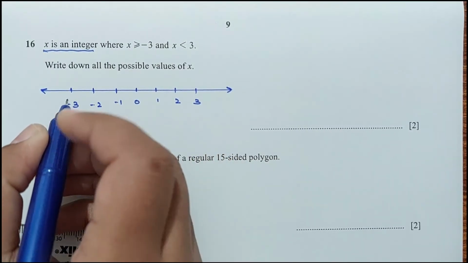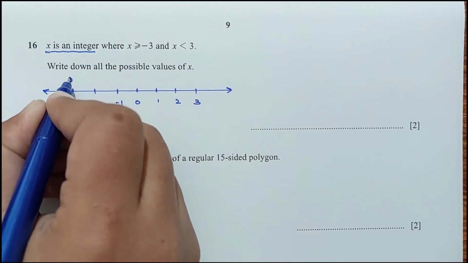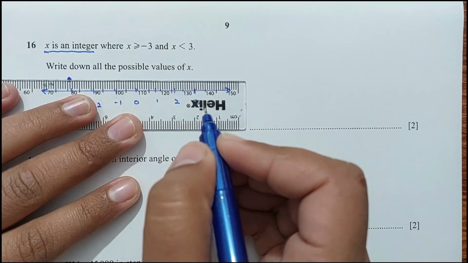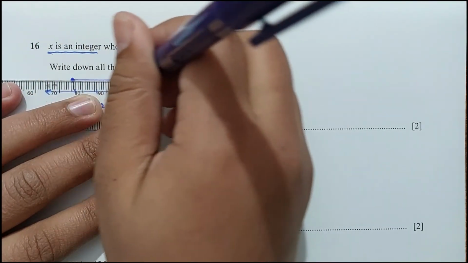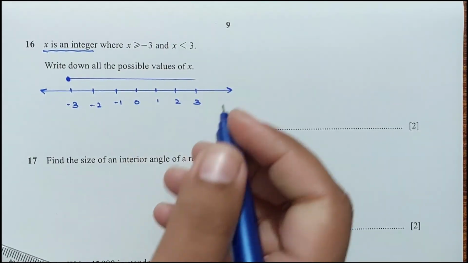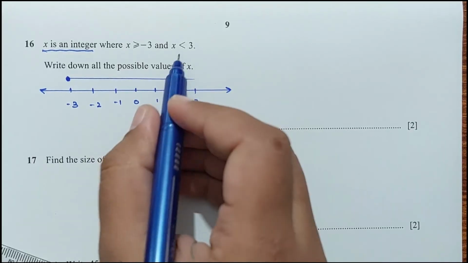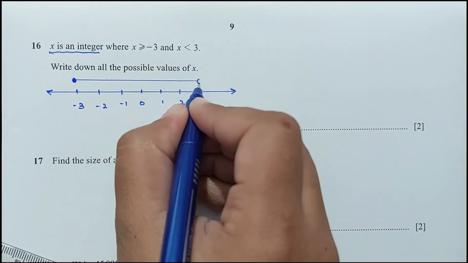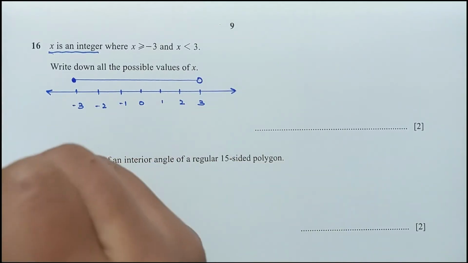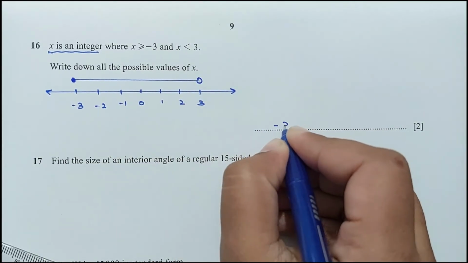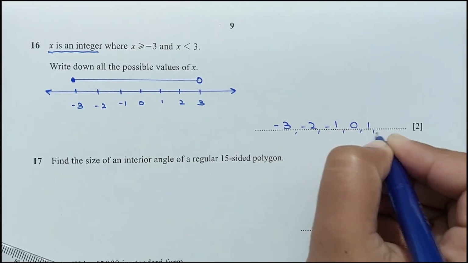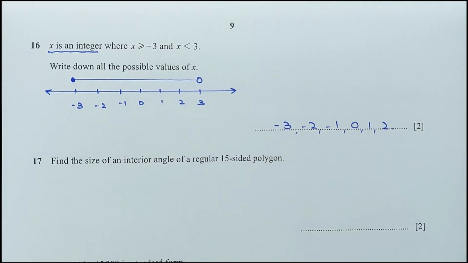x is greater than or equal to negative 3, so negative 3 and more than negative 3. These are the values that are greater than negative 3, right? And x is less than 3, not equal to 3, but values less than 3. So these values are negative 3, negative 2, negative 1, 0, 1, and 2, right?